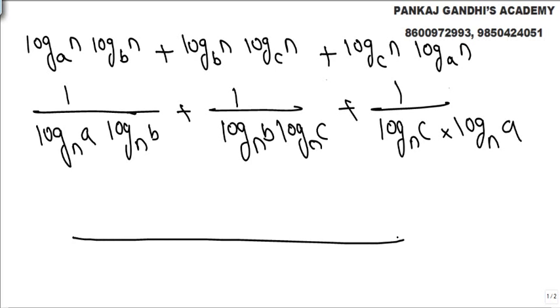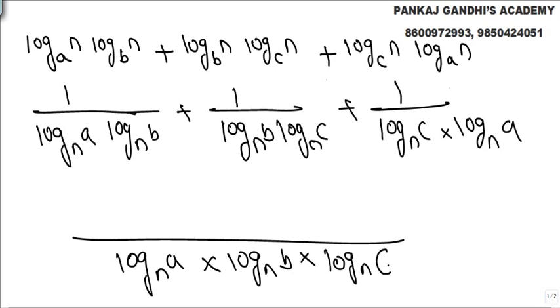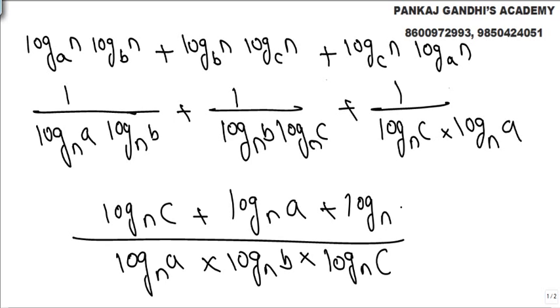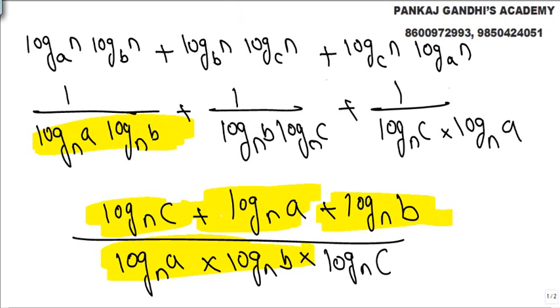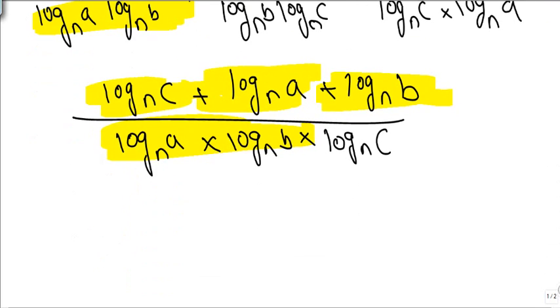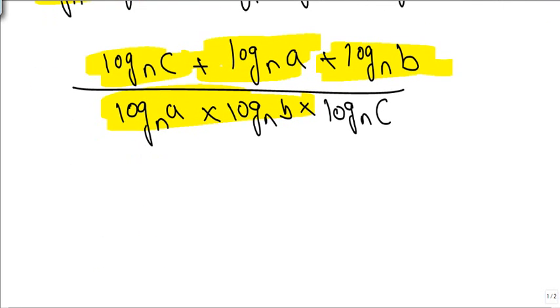Now let's make the LCM of everything. Log to the base n of a into log to the base n of b into log to the base n of c. So now this should be nothing but log to the base n of c, log to the base n of a and log to the base n of b. Let's check it. This one is flipped, this is already there, so I need here c, this part is already there, so here I need a and here I need b. That's what is needed. So now how we solve it is simple stuff.